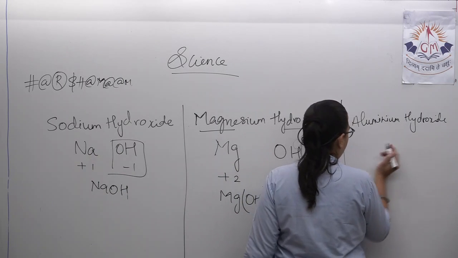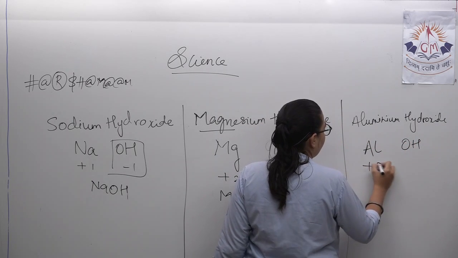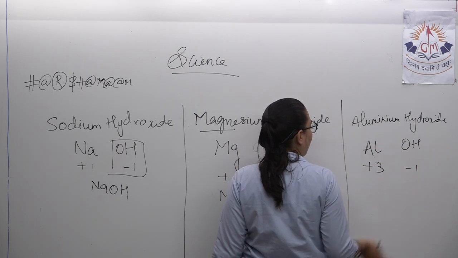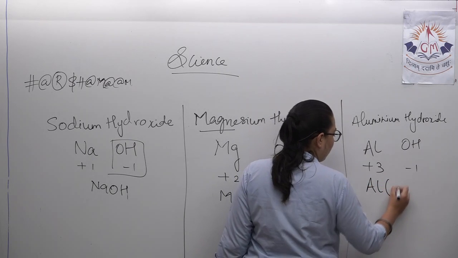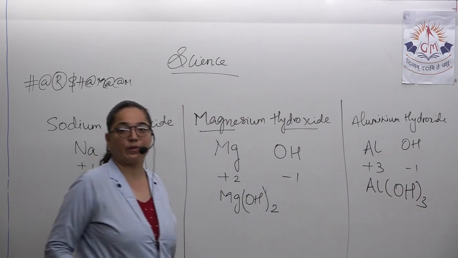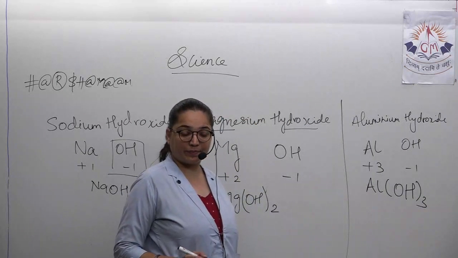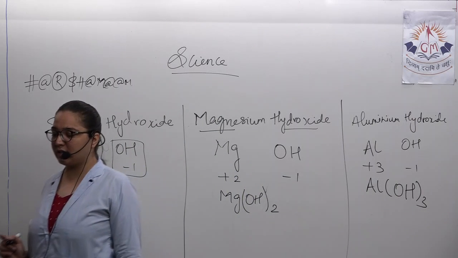Come to aluminium hydroxide. Aluminium Al, hydroxide OH. Aluminium valency plus 3, hydroxide minus 1. So how many aluminium do you have? 1. Hydroxide 3. So what will be its molecular formula? Al(OH)3. Right? You need to do lots of practice. Be quick, note it down. I'm giving you 1 minute exactly to note all these three.